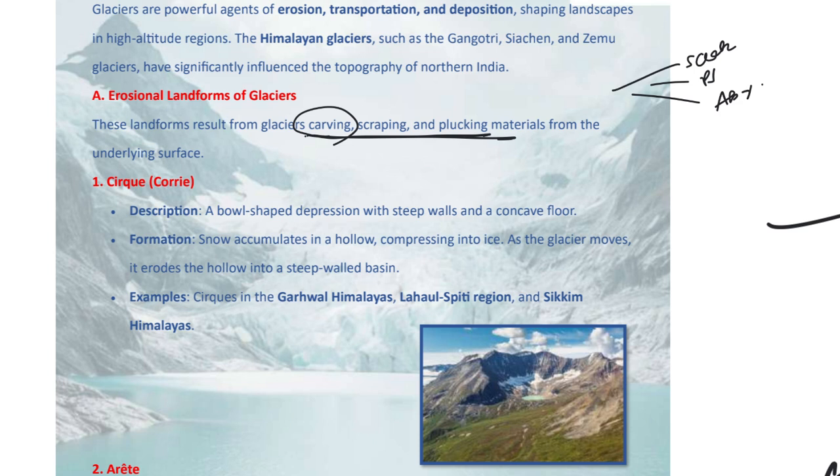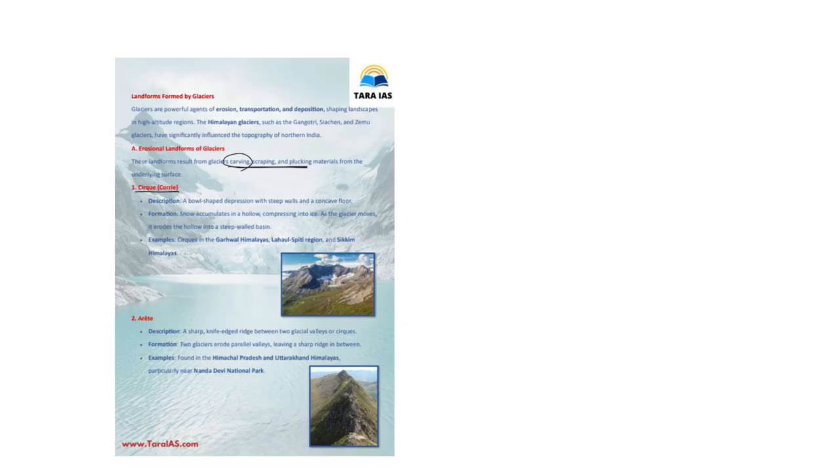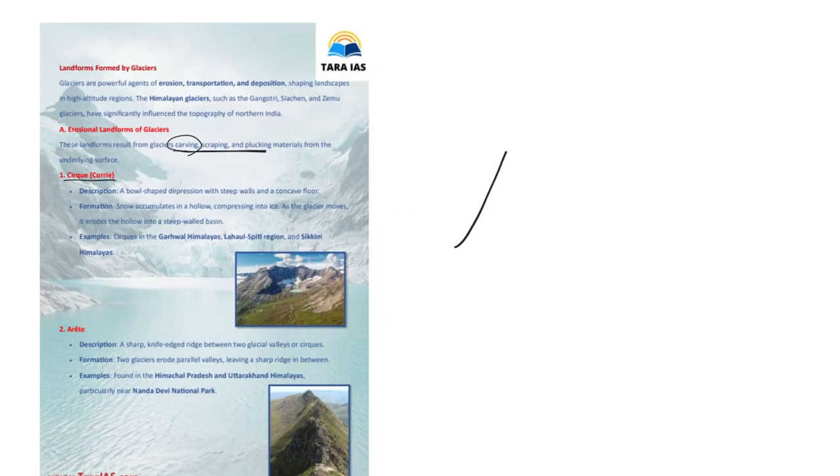Fine. So the first erosional landform that we are going to discuss now is Cirque or Corrie. Okay, so in a cirque what is happening? So this is our mountain, okay, and the glacier is moving down. So what did we discuss? In the plucking method, what happens? It plucks out the rocks from the mountain.